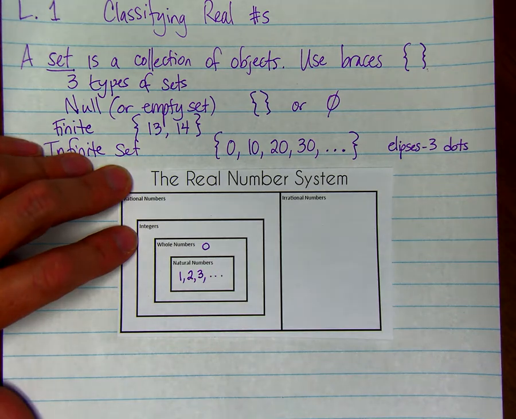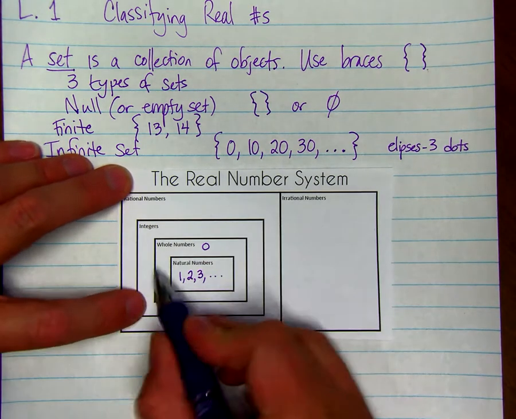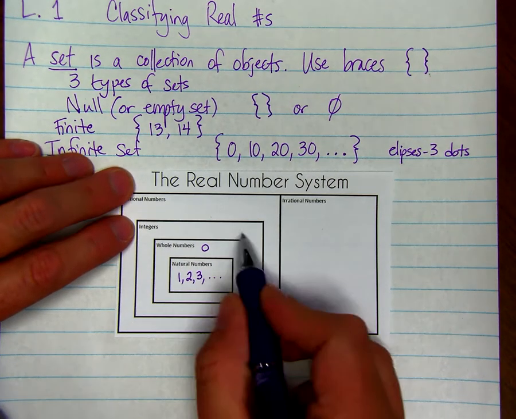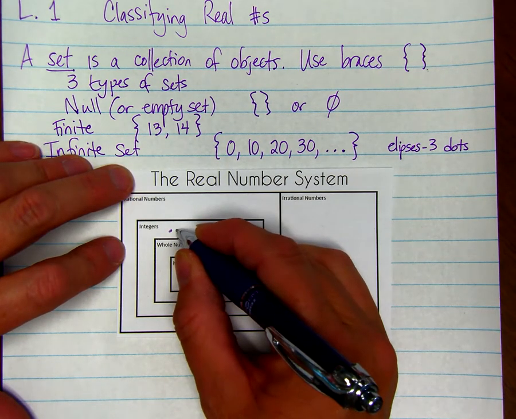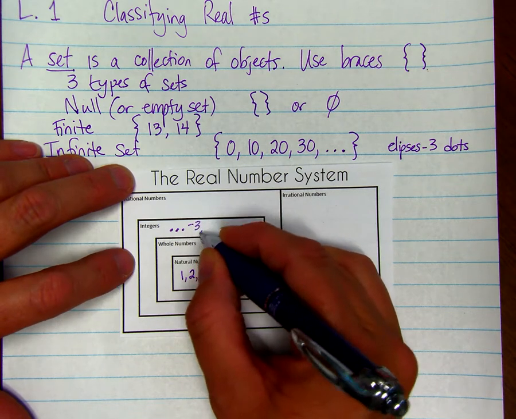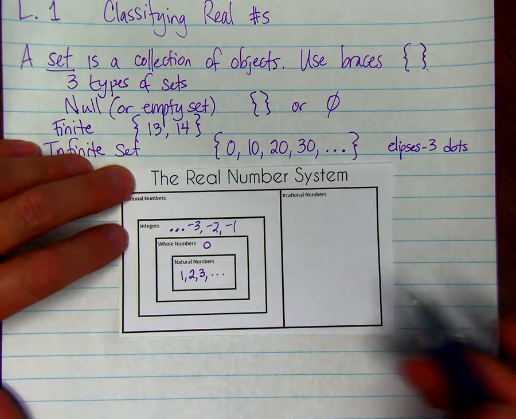Now integers are all the natural numbers and all the whole numbers. See how they're inside the integer box. But then you have to add the negative numbers. So it's going to continue down the negative numbers, and then we'll have -3, -2, -1.